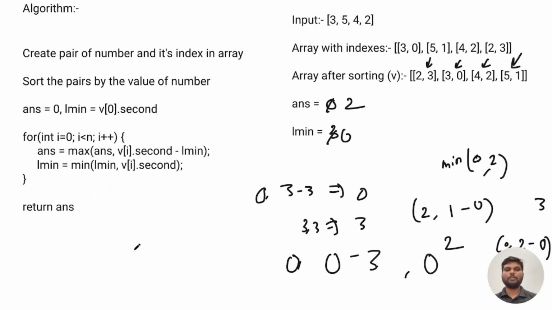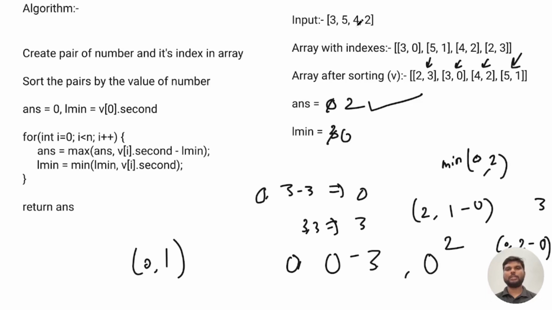So lmin becomes the minimum of lmin. The current value of lmin is 0 and the current value of vi dot second is 1, right? So it becomes 0 comma 1. So the minimum is 0. So we'll keep the value of lmin as 0 only. Okay, so we get the final output, which is 2, which is the correct distance between these two elements 3 comma 4. Okay, so hope you got the algorithm.